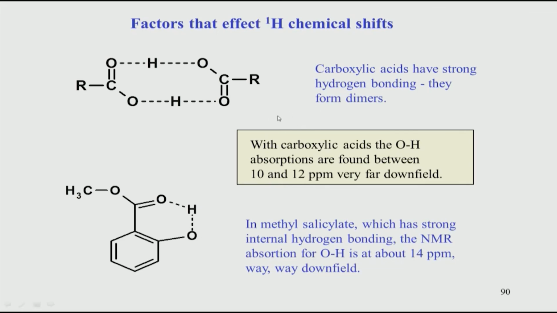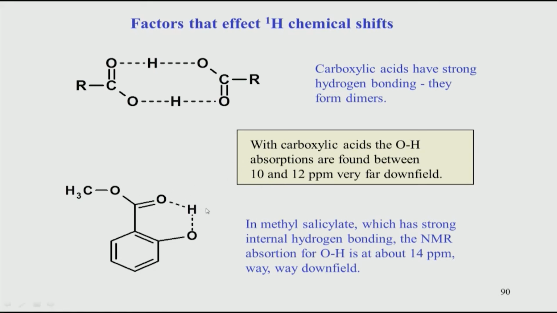So, this is what is shown here in carboxylic acid. The carboxylic acids have very strong hydrogen bonds, they form dimers, that is well known, and that is why they are very downfield shifted. As I mentioned in the last class, the H atom of the carboxylic acid group comes at a very downfield shift, around 10 to 12 ppm, and it is very easy to recognize when you see it in an NMR spectrum, and that it is coming from carboxylic acids.